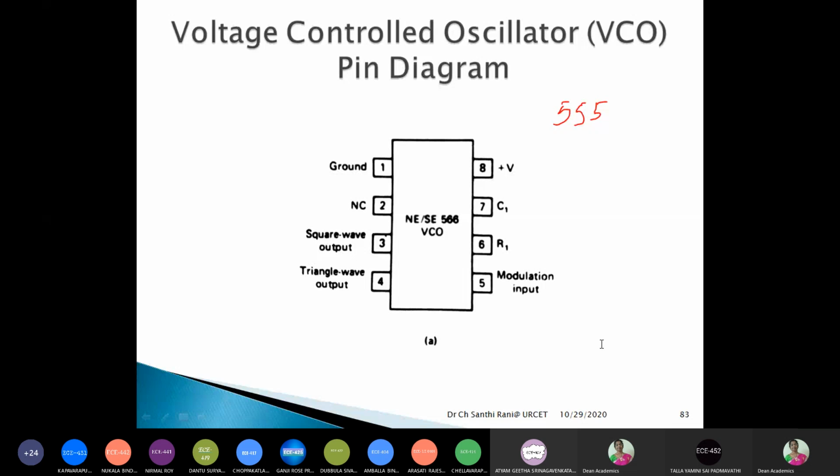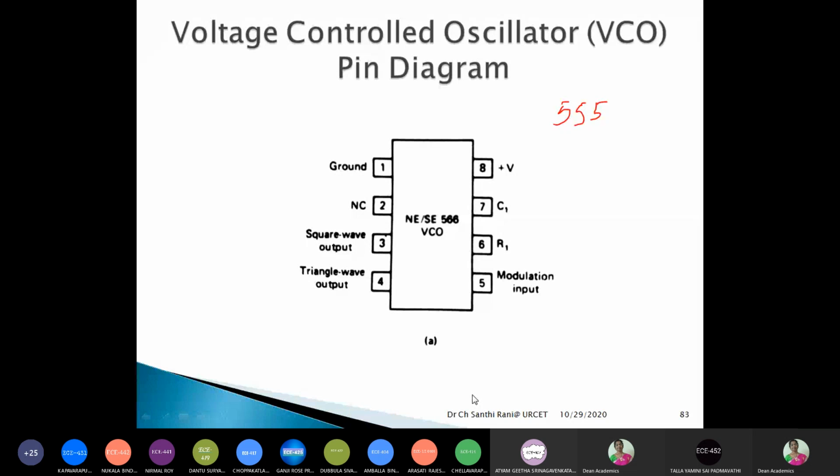Then 566 is VCO. What is the functionality of the IC 565? Very good, PLL. So it is phase locked loop. Yes, 565 is a phase locked loop IC, PLL IC. Very good.